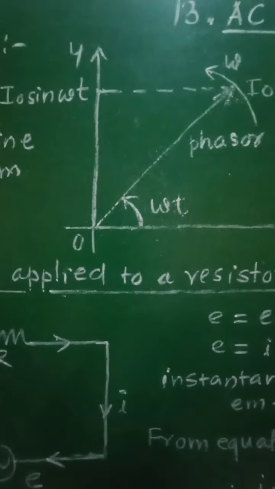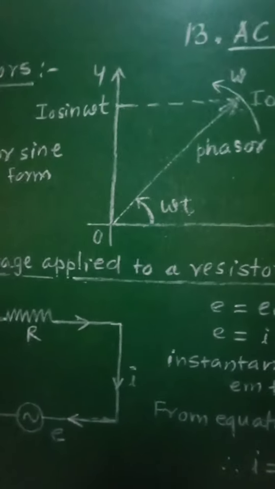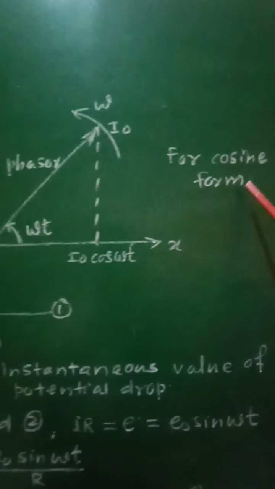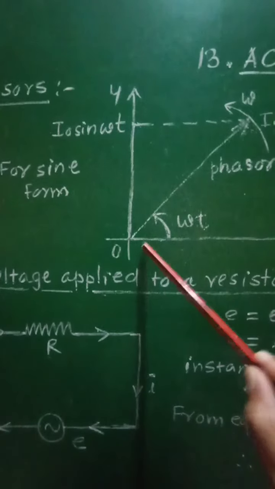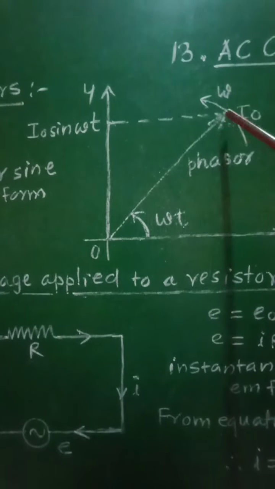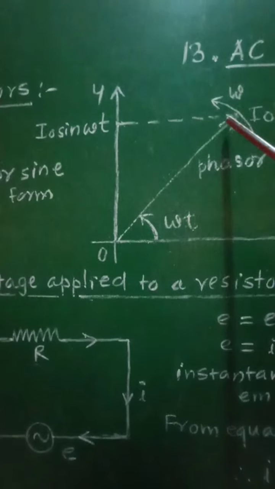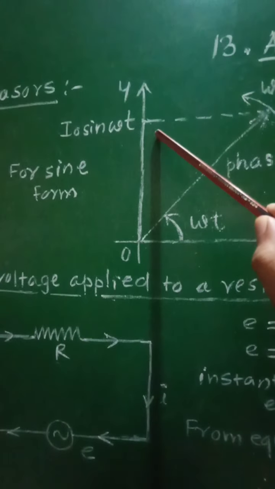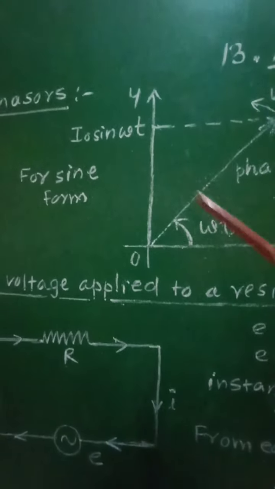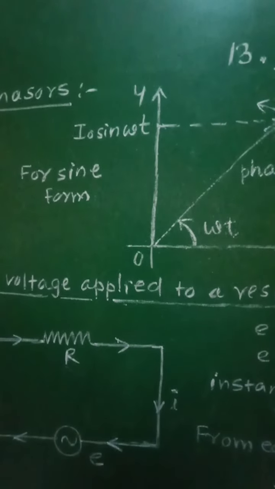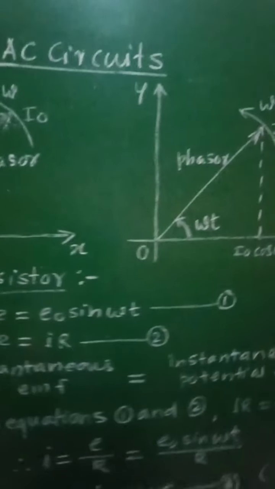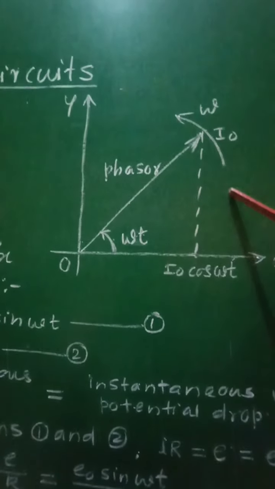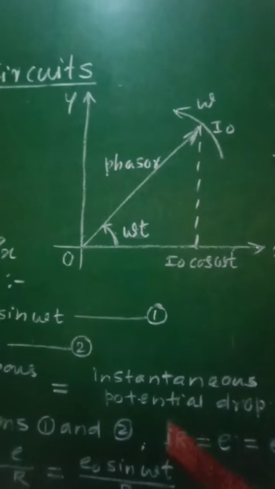Then there will be two forms, one the sine form and second the cosine form. In the sine form, if you consider the phasor diagram here, we have drawn the projection of this I0 on the vertical axis, that is the y-axis, and therefore we can say that in sine form the projection is taken on the y-axis, while in cosine form the projection is taken on the x-axis.